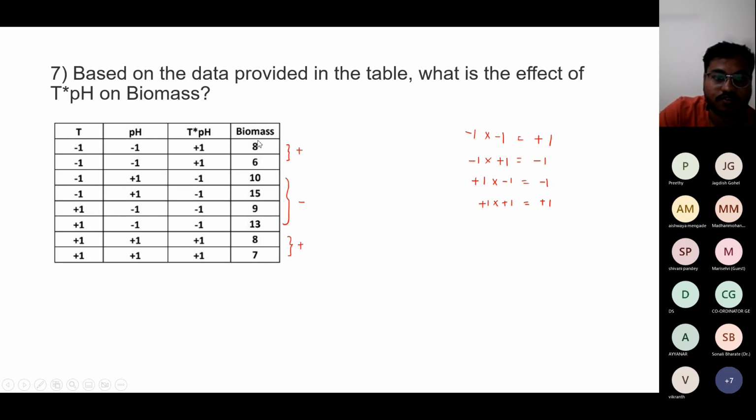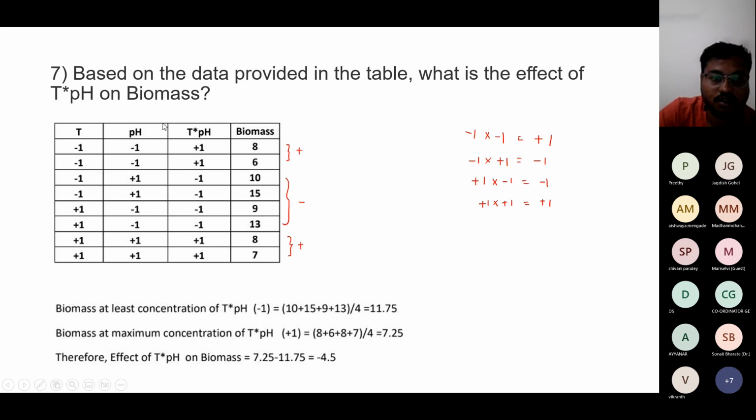Then again, we'll separate all the positive terms for this third column and the negative terms. And then we'll again calculate the averages separately for the -1 and +1. And we'll subtract the average for -1 from the average for +1. So here, the effect of temperature into pH on biomass will be -4.5. So this is a secondary effect, kind of an interaction term.